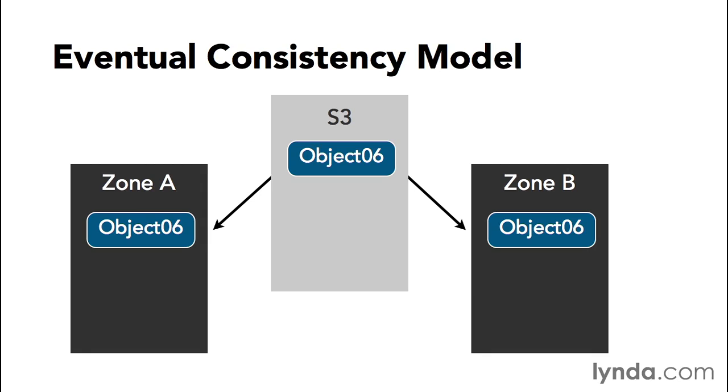So, while object storage is a great fit for all of your data that doesn't change much, like backups and archives, log files, videos, images, and audio files, etc., this eventual consistency can make object storage unsuitable for data that changes frequently.